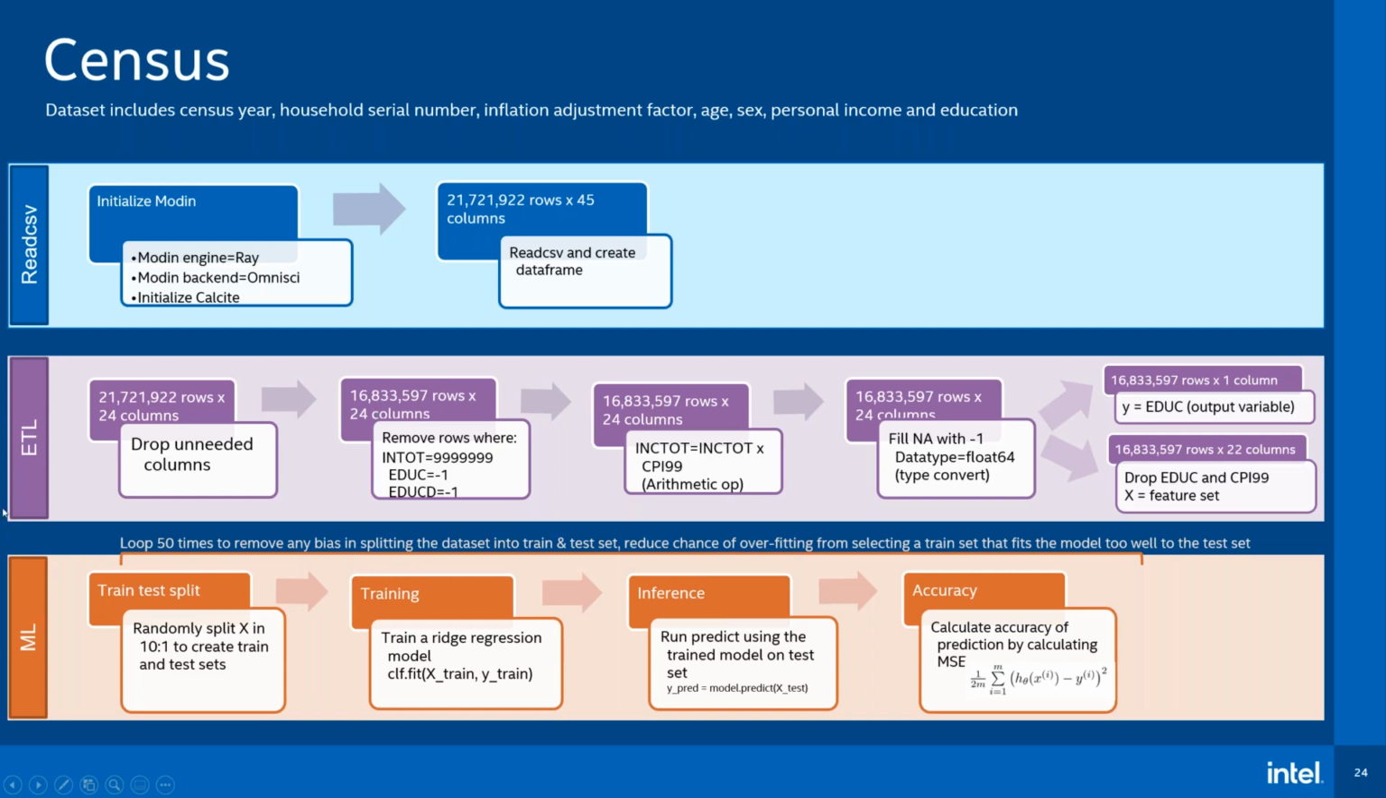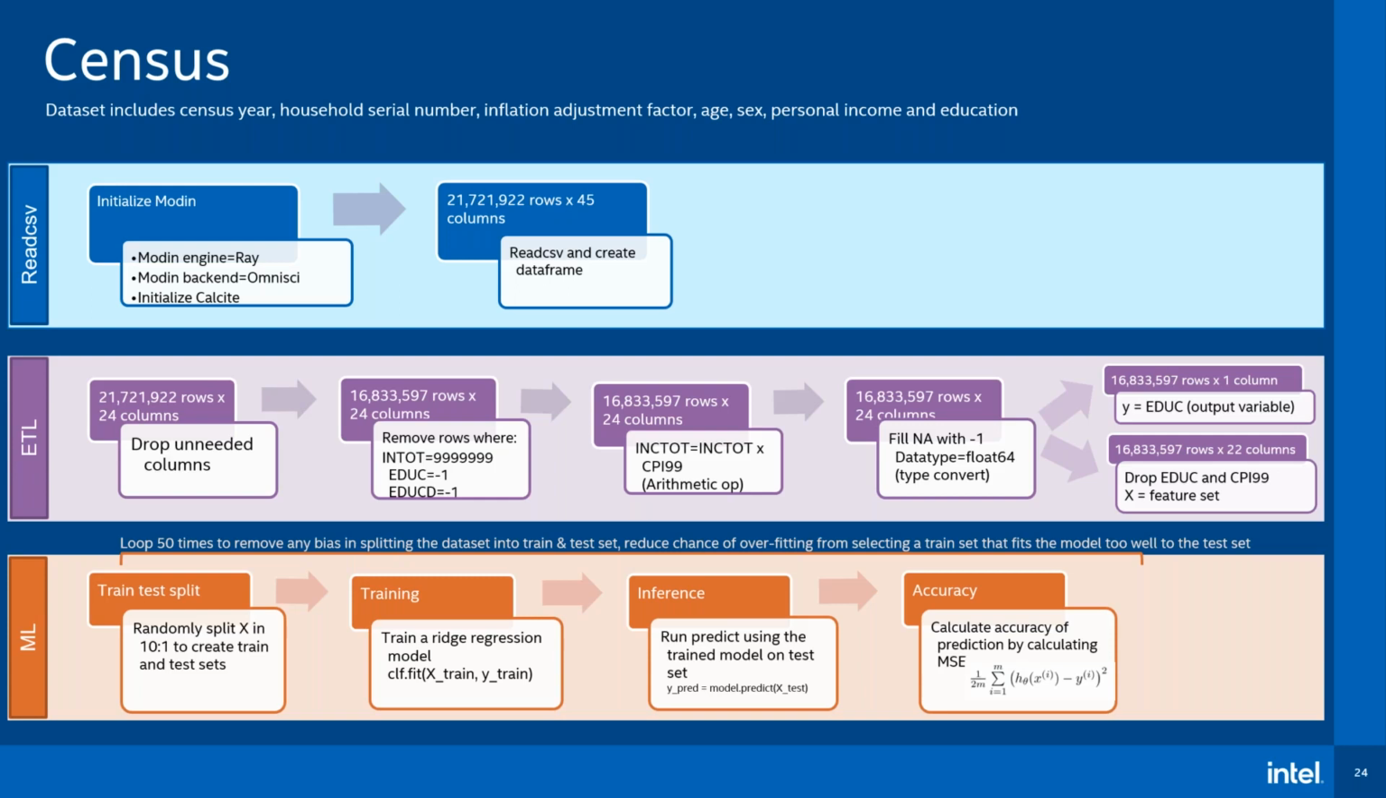For the ETL operations, it drops non-essential columns, removes rows with erroneous data, fills NA fields with -1, does type conversion on some columns as well as arithmetic operations, and creates a feature set and its subsequent output set at the end. It then splits the data set 10:1 in order to create a training set that is used to build the model and a test set that is used to make predictions. This particular process is repeated 50 times in order to randomize the split and remove any potential bias that may have crept in, in order to avoid overfitting.